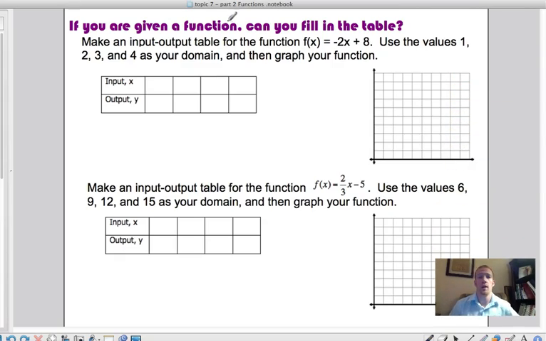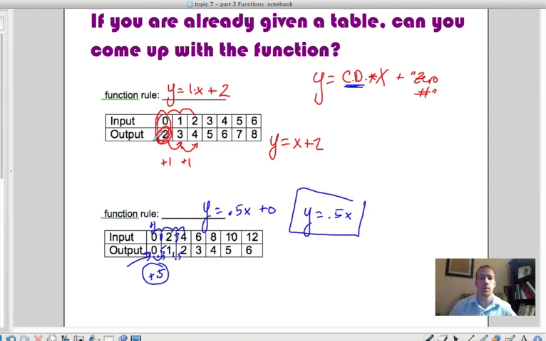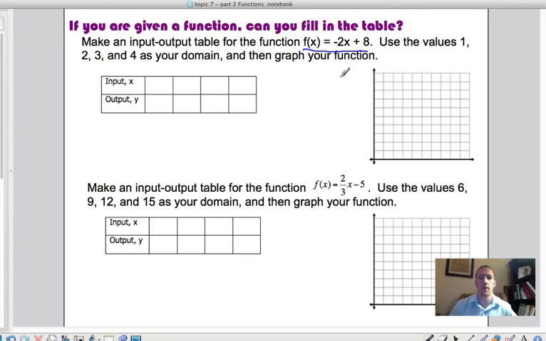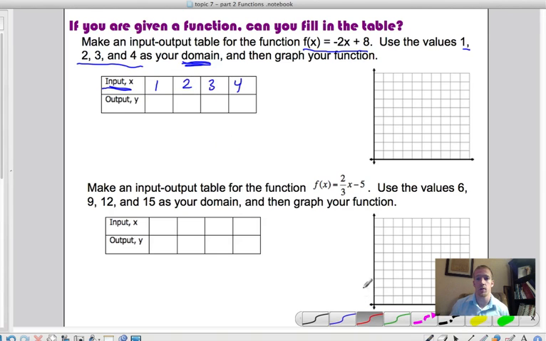So if you're given a function instead, can you come up with a table? So this is just the reverse. Instead of having a table and getting the function, we have the function, we're getting the table. This is even easier. So use the values 1, 2, 3, and 4 as your domain. So domain is input. So that's 1, 2, 3, 4. And then our output also is the range. Remember, those words are synonymous.